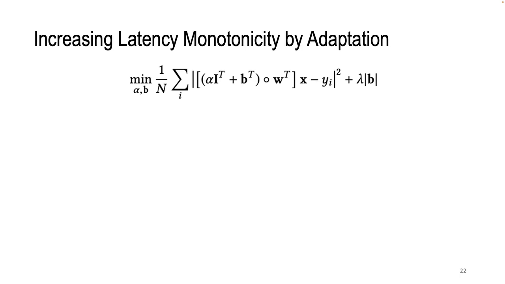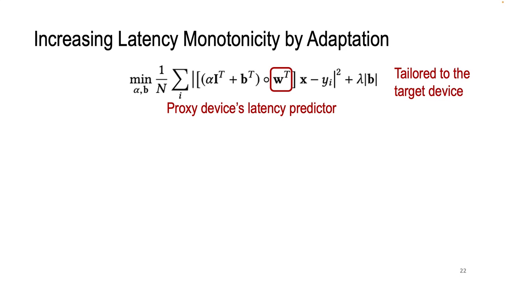To address this issue, we propose an efficient transfer learning technique. Suppose X is the architecture representation and W is the weight of the proxy's latency predictor, and we have a few latency measurement samples on the target device, denoted by (Xi, Yi). Then we can adapt the proxy device latency predictor to the target device by solving the optimization problem here. So essentially, we construct a new virtual proxy device, and our goal is to increase the latency monotonicity between the new virtual proxy and the target device.